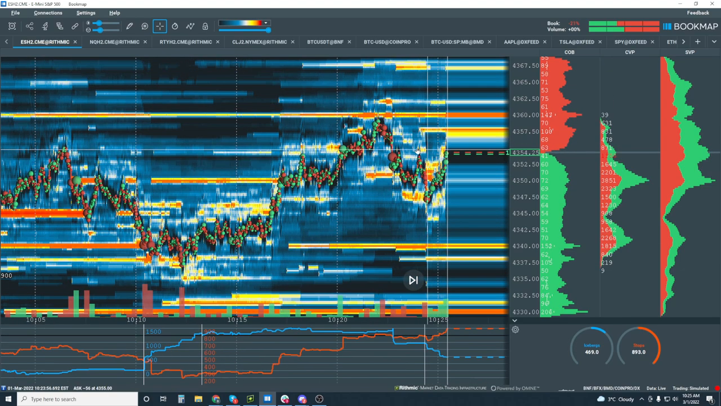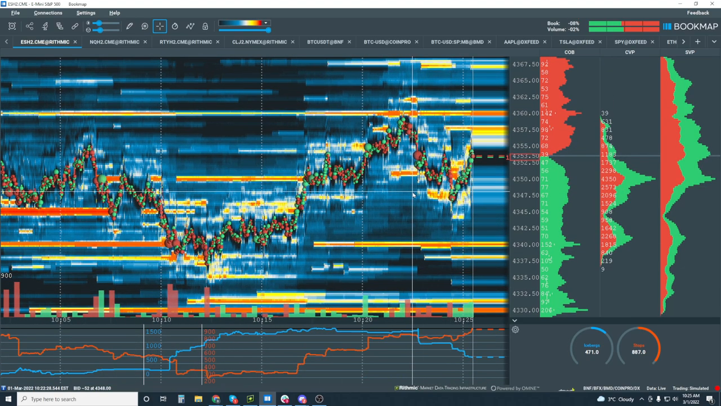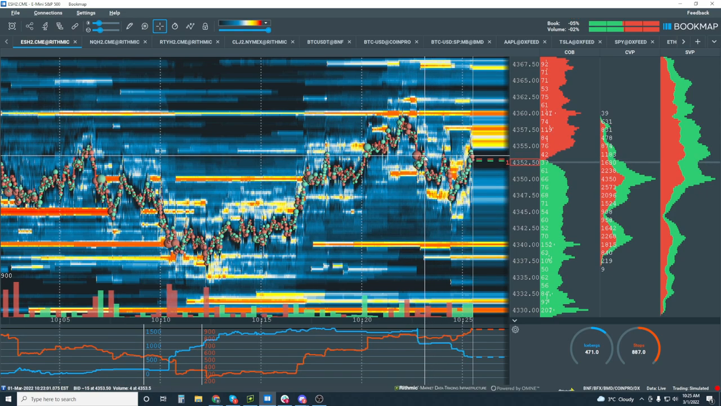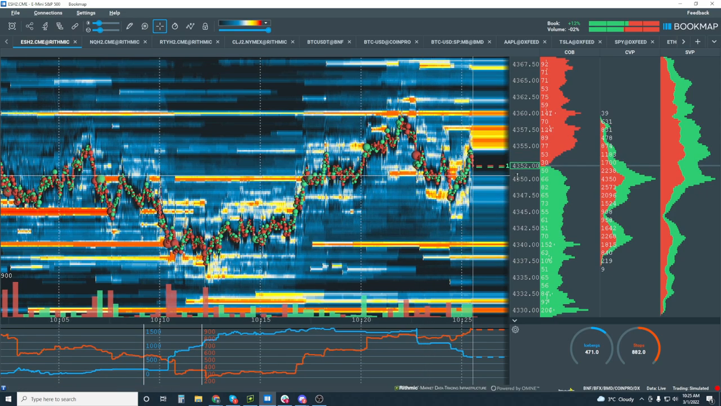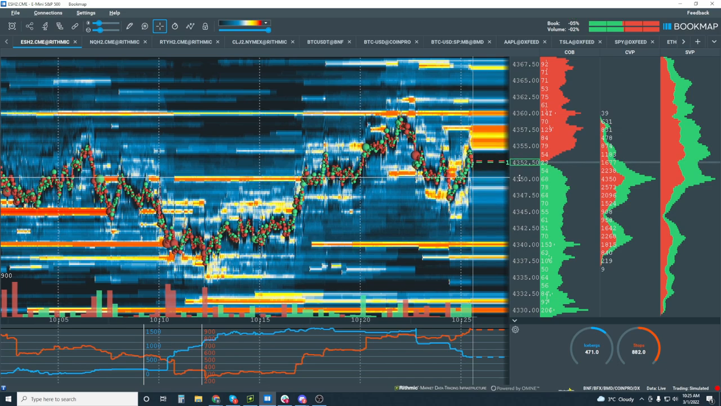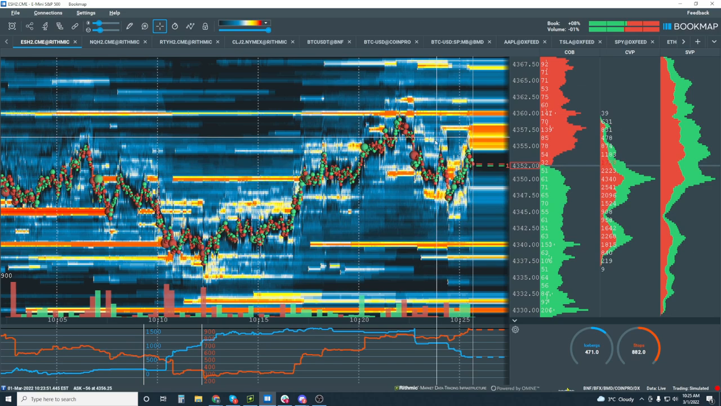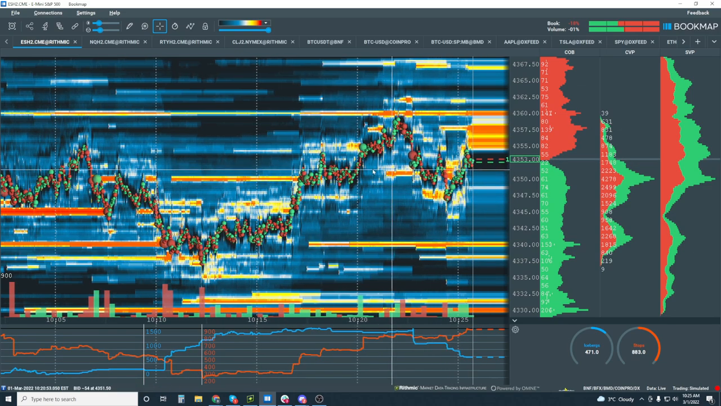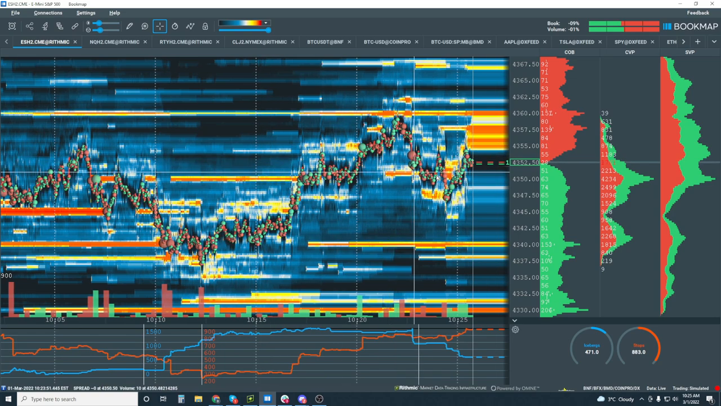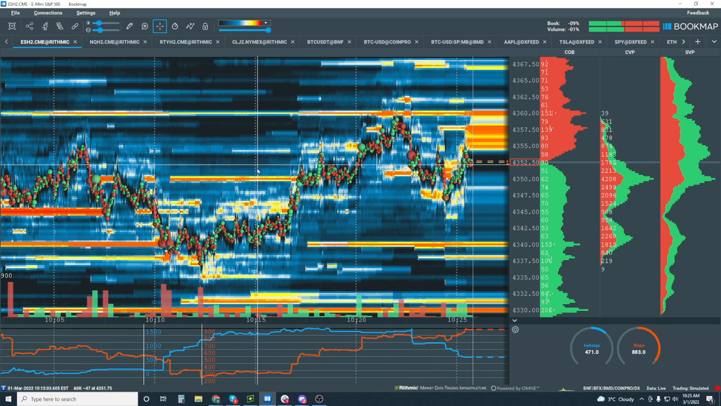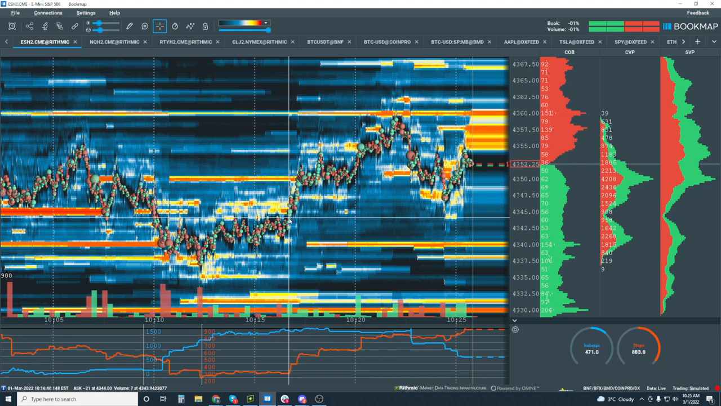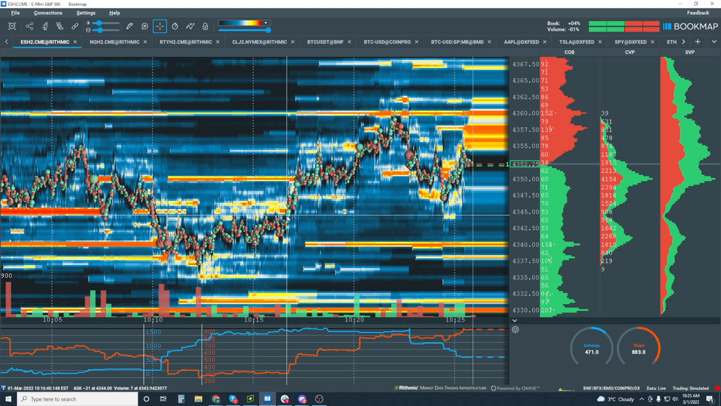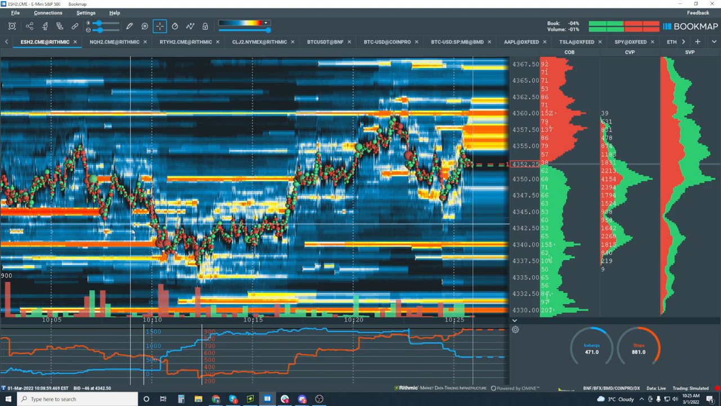Okay, so let's take a look at what's happening now. It's really kind of all over the place here at the moment. Lots of buyers, lots of sellers, and we're looking at range-bound activity right now in the order flow here. Okay, buyers lifted it here. Okay, we know that, and they took control. Now we can take a look at this in here.